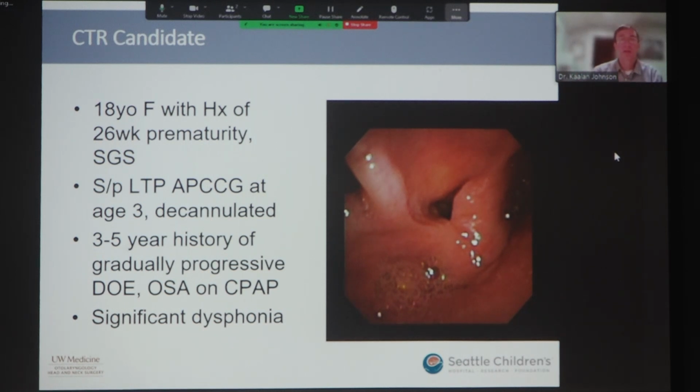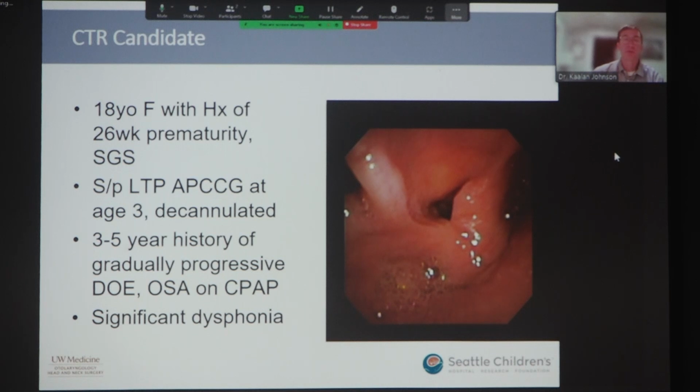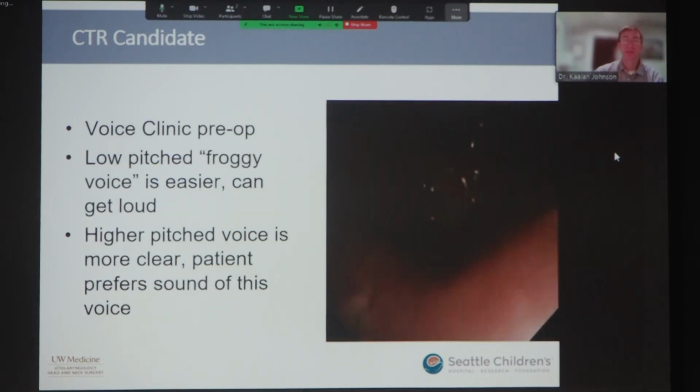So I'm going to circle back to the first case I started with. I mentioned that she was a premature baby who was 18 when we met her, coming from an outside institution, and she had this anterior and posterior costal cartilage graft at 3 years old and was decannulated, but then had developed these late airway complications with a 3-year history of progressive dyspnea on exertion, had moderate to severe sleep apnea requiring CPAP, and significant dysphonia, and was hoping to go off to college, but really was not in good health to be doing that.